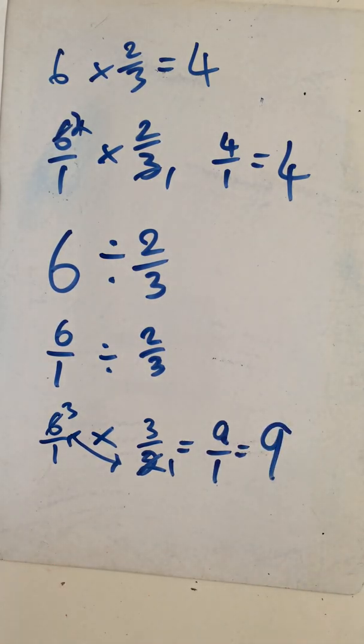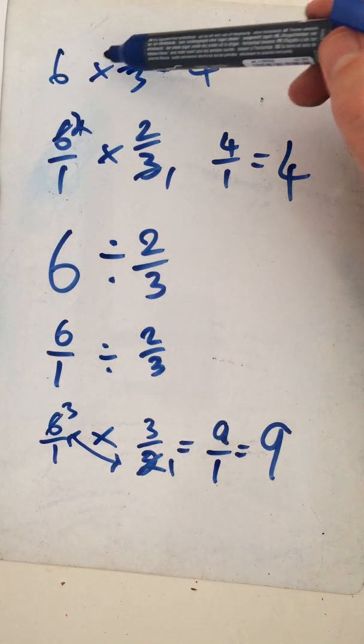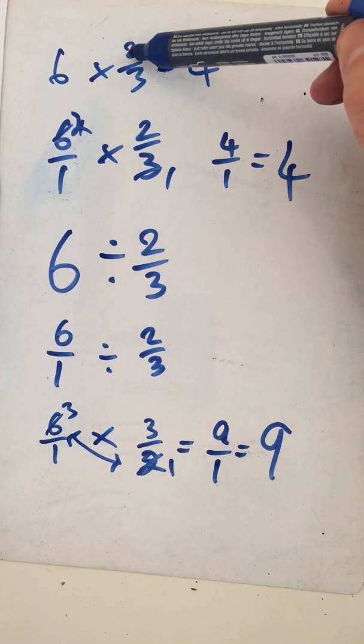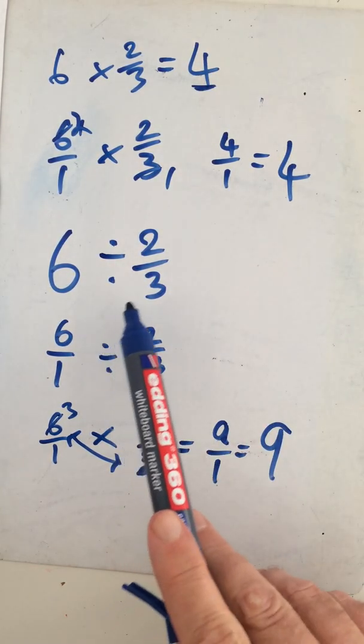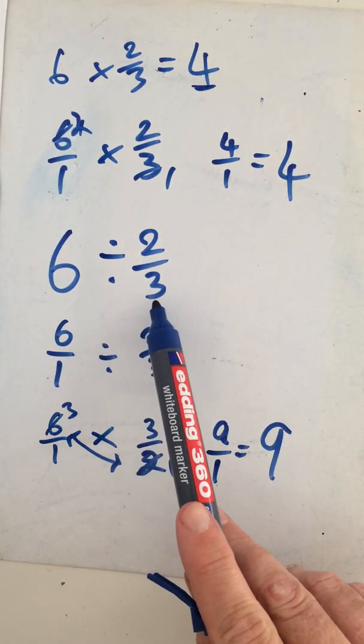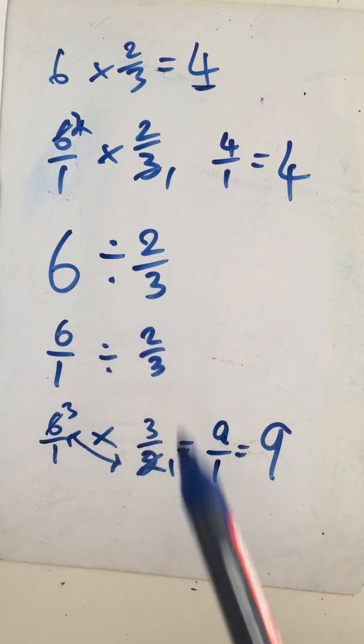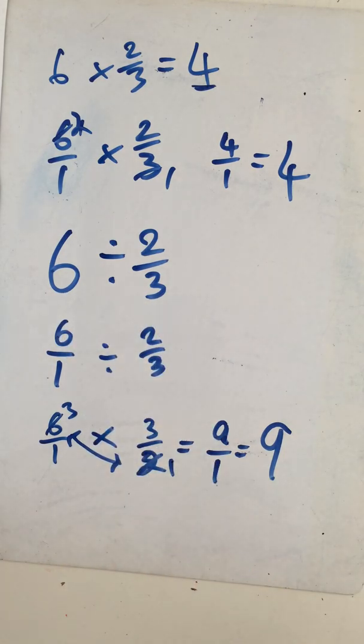So you can see here what happens when we multiply a whole number by a fraction, it gets smaller. When we divide a whole number by a fraction, it gets bigger. All right, so just something to bear in mind.